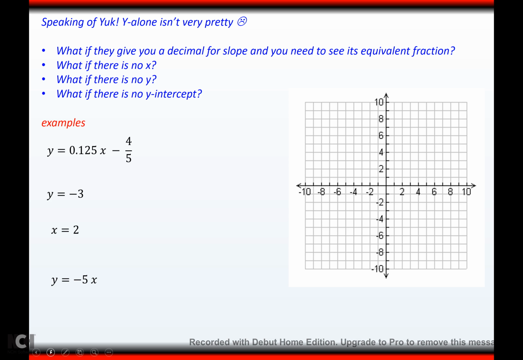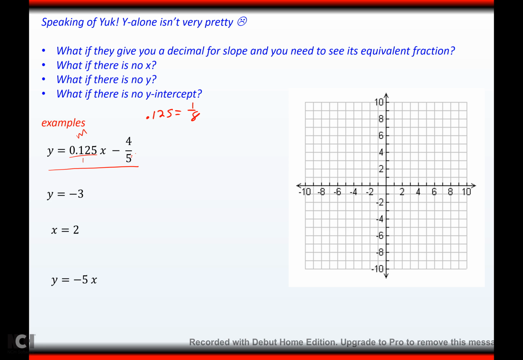The other thing is, they're going to give you some weird things to graph. Like, what if they give you some stupid equation like this? Well, I said you want your slope to be a fraction. I mean, how do I go up 0.125 and over 1? I mean, it's so minute. You know what I mean? It's not going to be very accurate at all. So what you can do is you can turn your decimal into a fraction. You just type it in and hit math, enter, enter, and it tells you that it's 1/8.